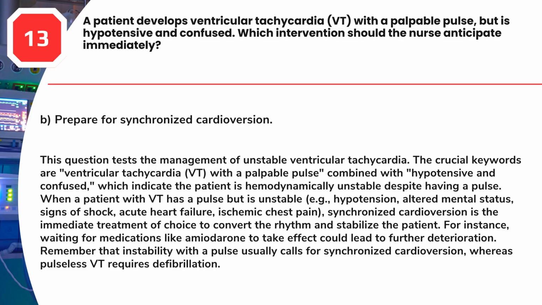When a patient with VT has a pulse but is unstable, e.g., hypotension, altered mental status, signs of shock, acute heart failure, ischemic chest pain, synchronized cardioversion is the immediate treatment of choice to convert the rhythm and stabilize the patient. For instance, waiting for medications like amiodarone to take effect could lead to further deterioration. Remember that instability with a pulse usually calls for synchronized cardioversion, whereas pulseless VT requires defibrillation.